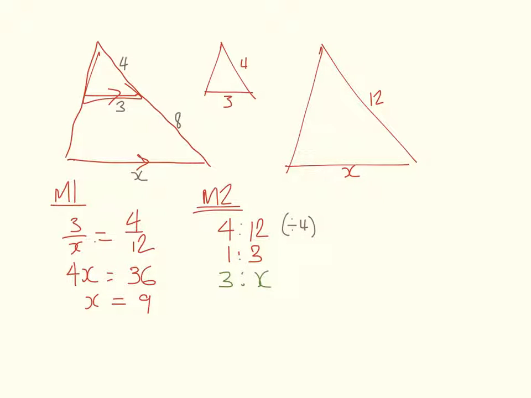And in order to get that 3, I had to multiply that 1 by 3. So do the same thing here. Multiply 3 by 3, and then you're going to get that x is going to be 9. Okay, so pretty straightforward problem there with that one. Okay, let's do one more problem and then we'll call it a day.